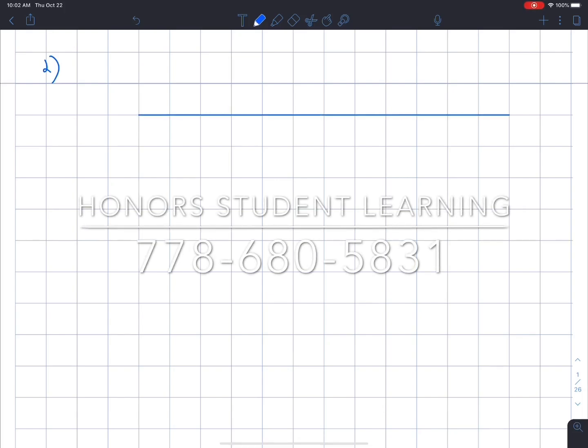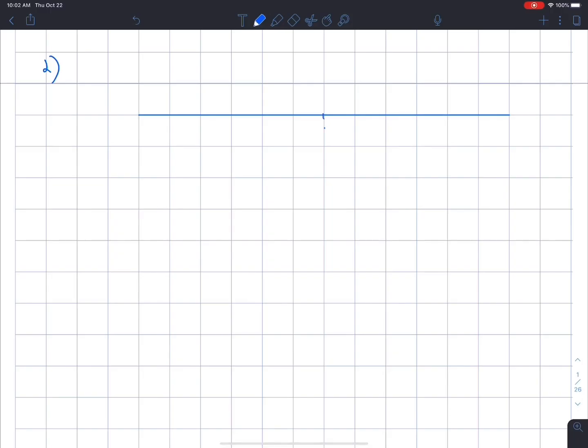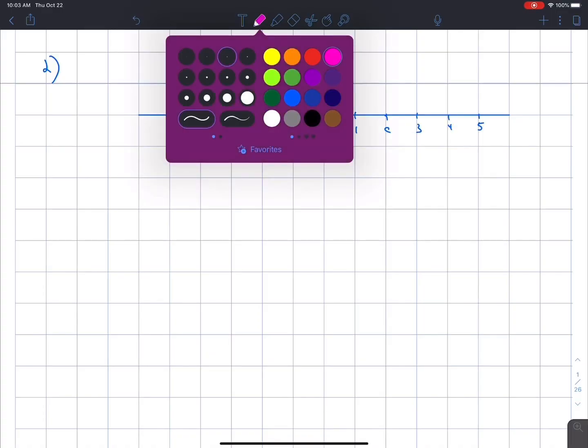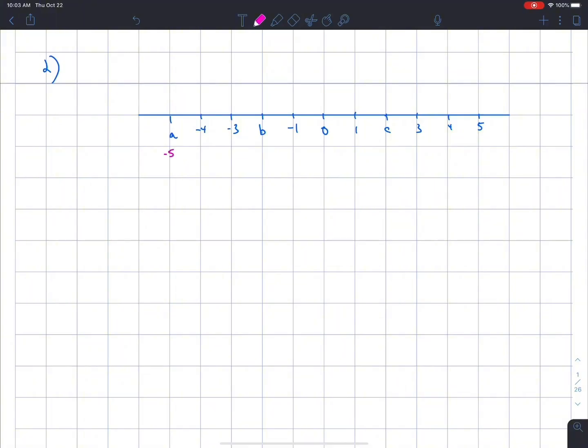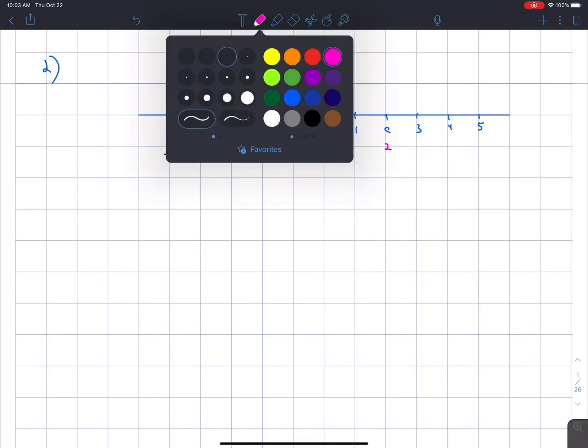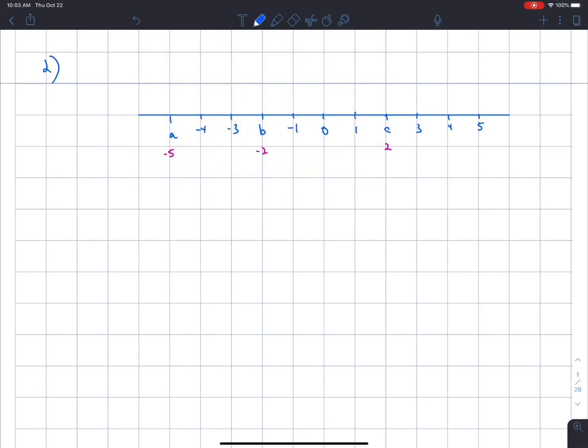Okay, this is question 2. So we see a number line. I can already fill out the missing numbers. A must be -5, B must be -2, and C must be 2. And now I can answer all the questions.